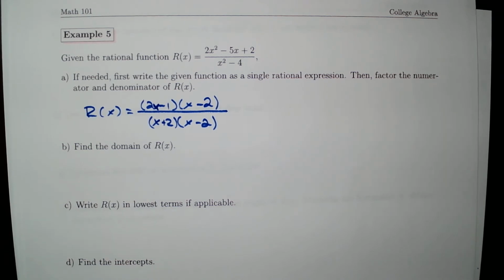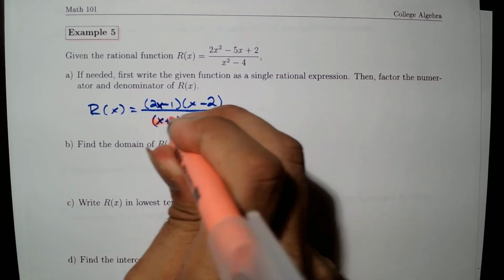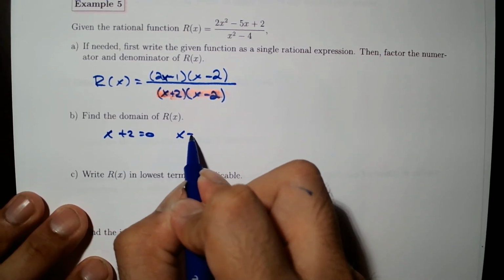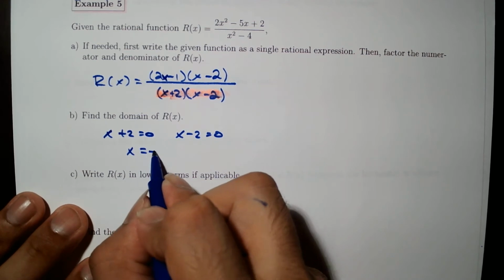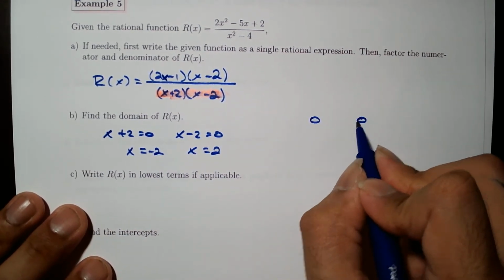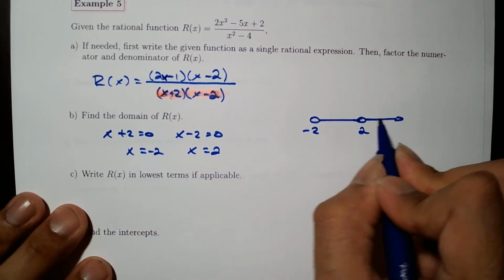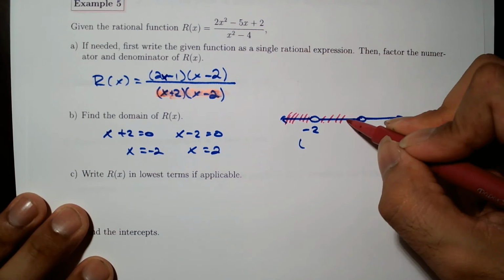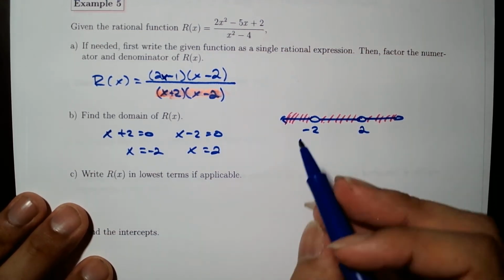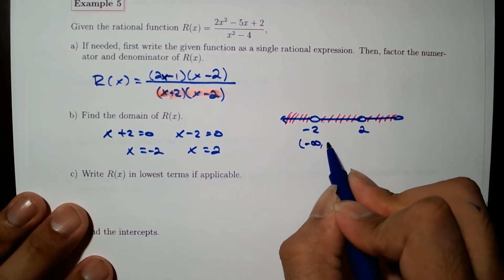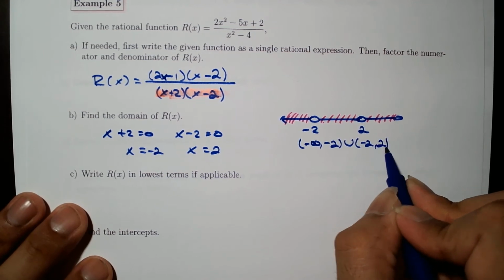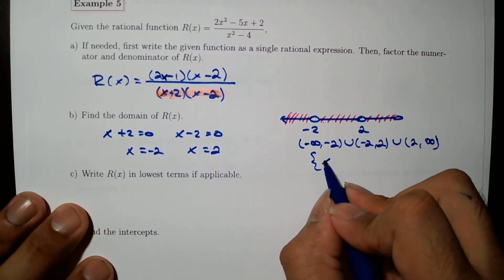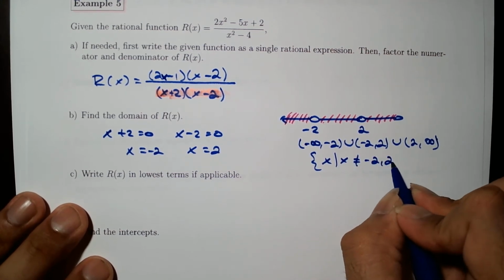So the domain of this function will be obtained from the factors that make the denominator 0. That is x plus 2 equals 0 and x minus 2 equals 0. That means x cannot be negative 2, x cannot be 2. Using the bubble approach as usual, the function is defined for all the real numbers except those that have the open bubble, that is negative 2 and 2. So negative infinity to negative 2, union negative 2 to 2, union 2 to positive infinity. And then using set notation, x such that x cannot be negative 2 and 2.